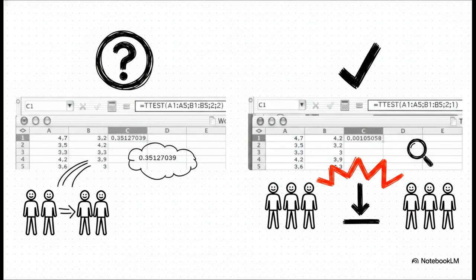But check out the output on the right. Same software, new data, and bam! The p-value is a tiny 0.1%. That's way, way below our usual alpha limit. Here we have every reason to confidently conclude that there's a real, statistically significant difference between those two groups.